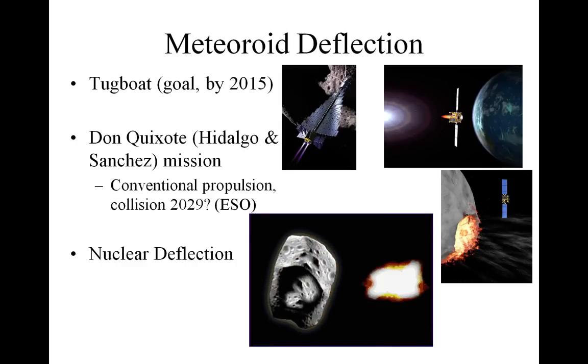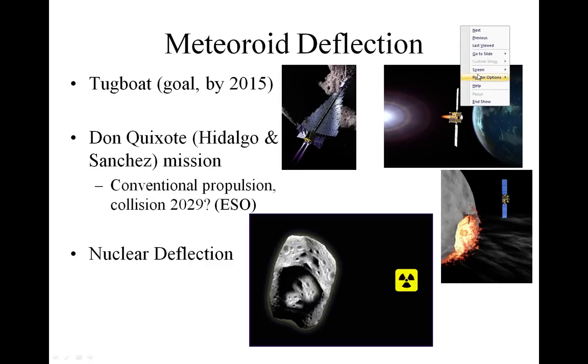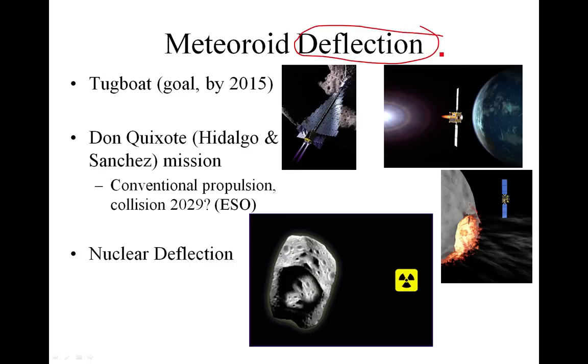So the key is we want to deflect them. Okay, we don't want to destroy them, we want to deflect them. And there are lots of different options that people have come up with. A tugboat idea is pretty simple. You have a little spaceship, you hook on to the meteoroid, and you push it away. You don't have to push it very far if you get it ahead, long enough ahead, a couple years ahead.